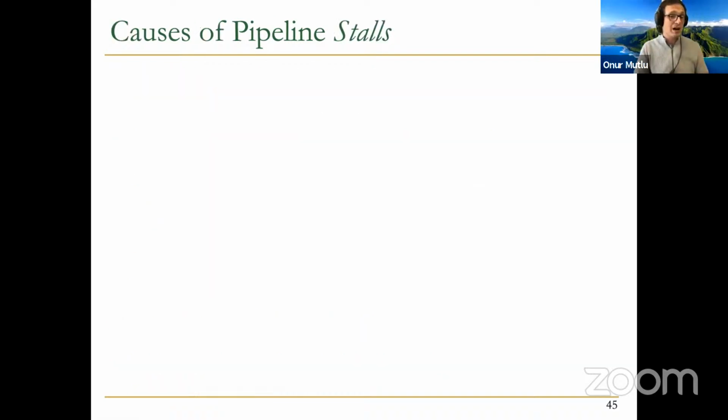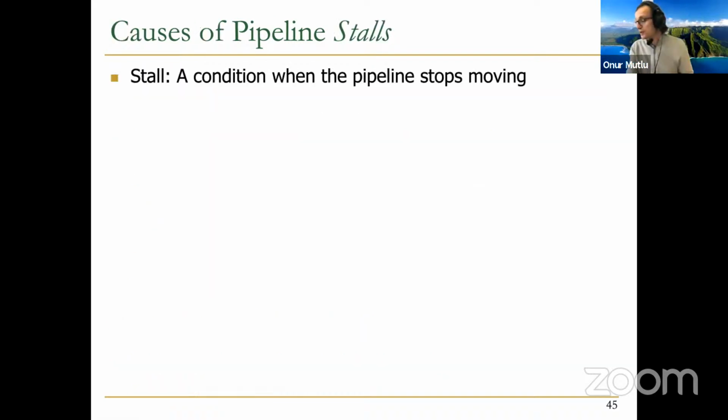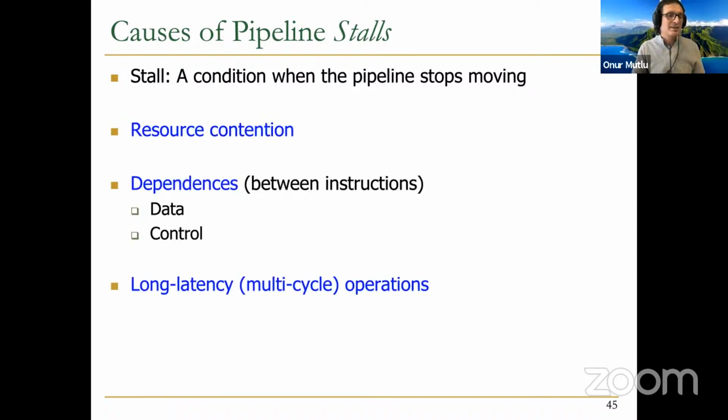So let's talk about causes of pipeline stalls. So what is a stall, first of all? A stall is a condition when the pipeline stops moving, basically. And there are three major reasons for it. One is resource contention. Second is dependencies between instructions, data and control dependencies. Control dependencies are caused by control flow instructions that write to the program counter. And the third one is long latency or multi-cycle operations like memory operations, for example. But long latency divisions and adds could be also.